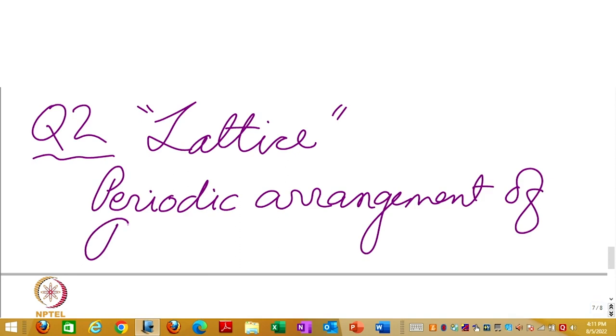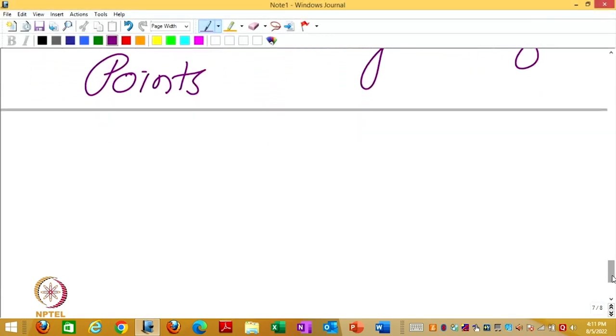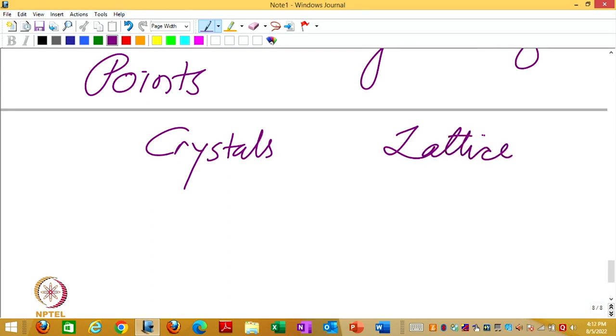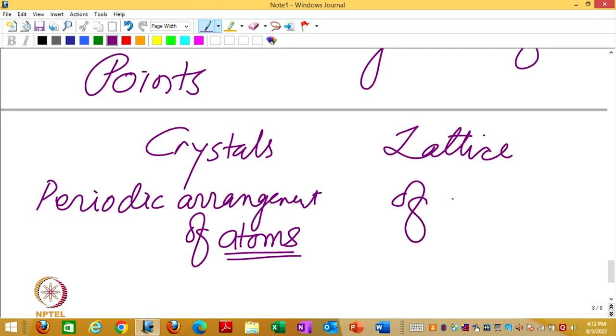Periodic arrangement of points. So, that was periodic arrangement of atoms, this is periodic arrangement of points. So, very easily you can see the difference between crystals and lattice. Because both are periodic, that is where one mixes up, that is where the danger of mixing up is there. So, periodic arrangement of atoms versus periodic arrangement of points.